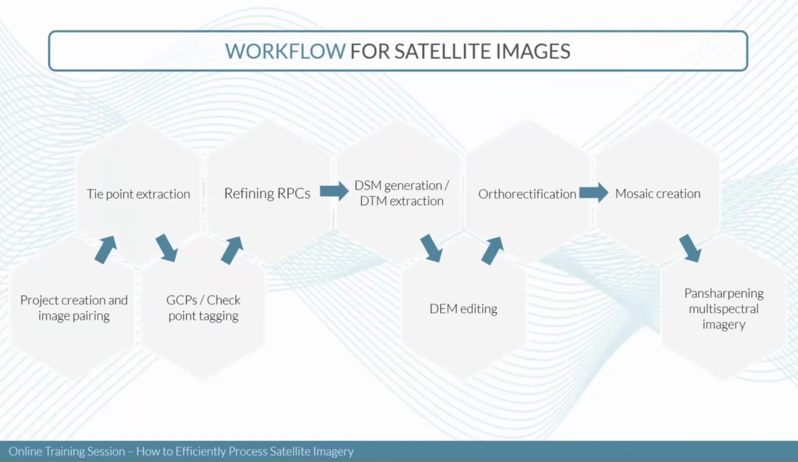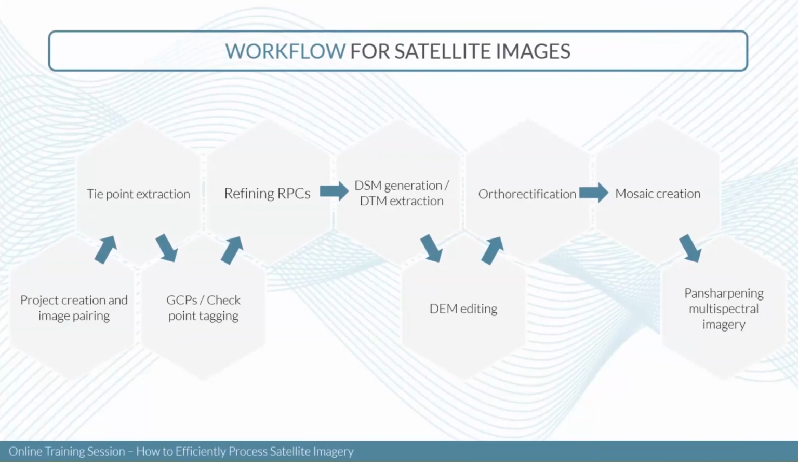Then, once you have created your project, you can proceed with your aerial triangulation in 2 steps, with the tie point extraction. And then you can also add checkpoints or ground control points to refine the overall accuracy of your model. And then you will be able to refine the rational polynomial coefficients of your satellite imagery. From there, you will be able to extract a surface model and a terrain model from those images, which you can also edit a bit.